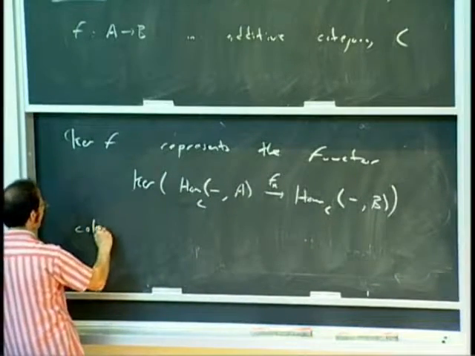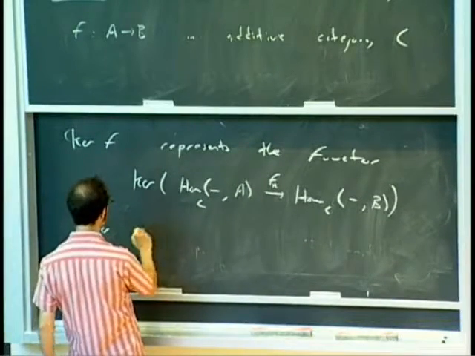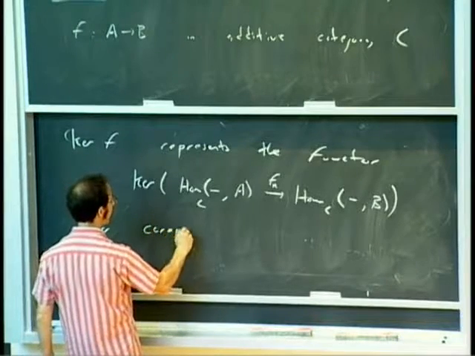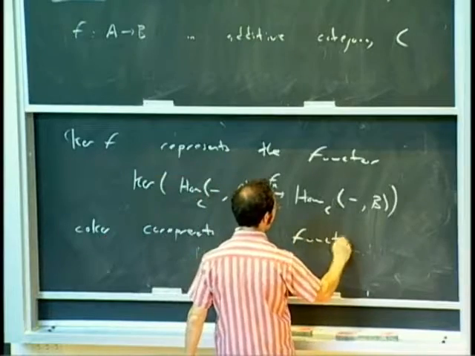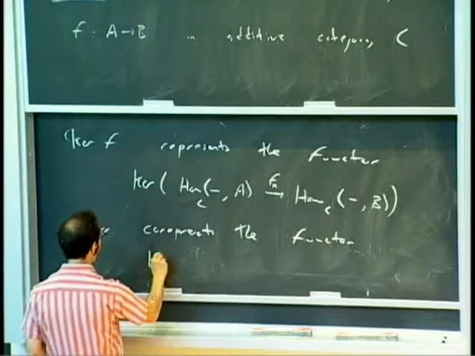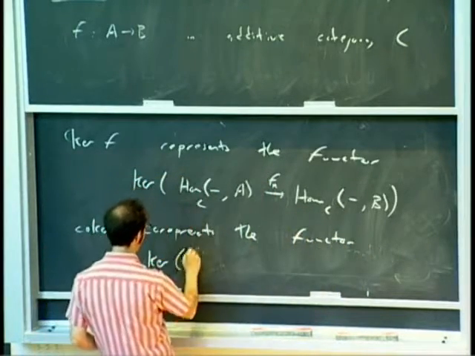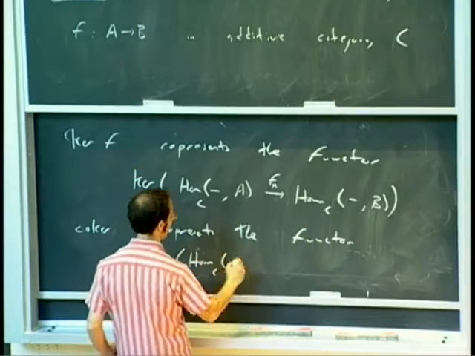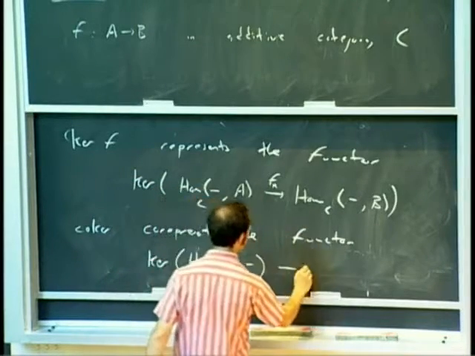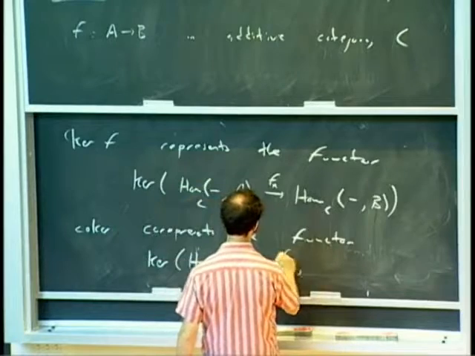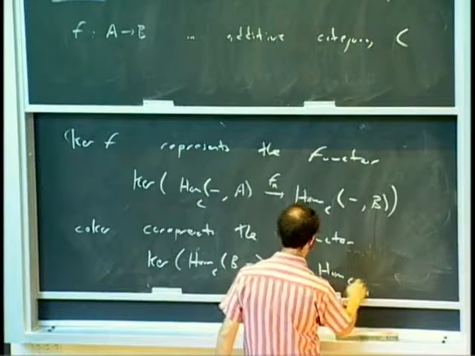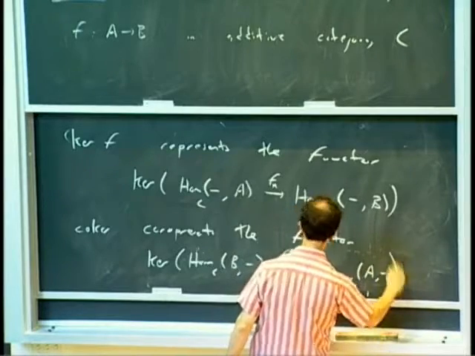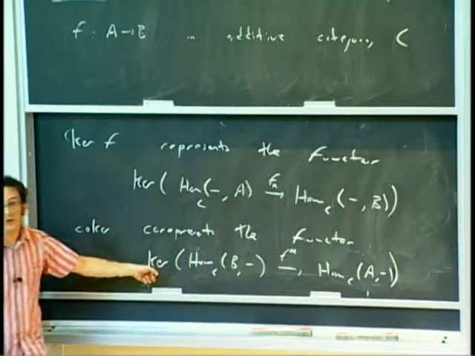Similarly, the co-kernel co-represents the functor kernel Hom(C, B, blank). I wonder if I got the stars right. Hom(C, A, blank). And I mean to write kernel there, not co-kernel.